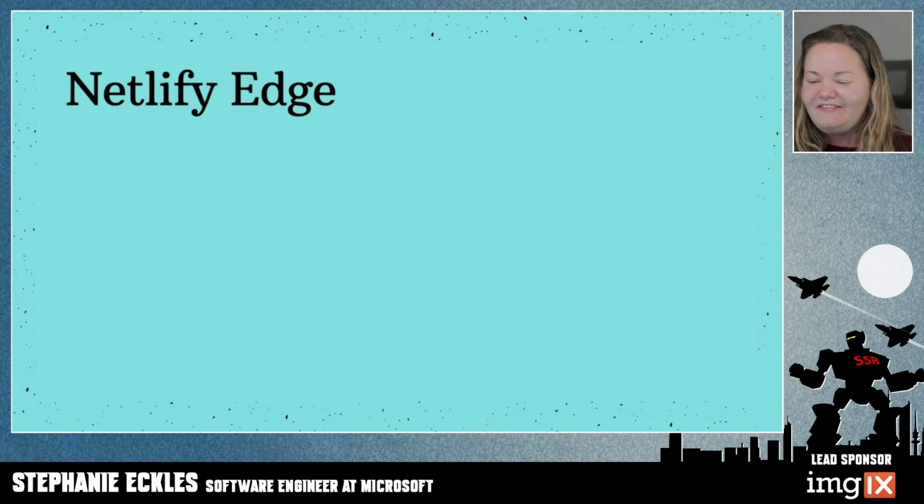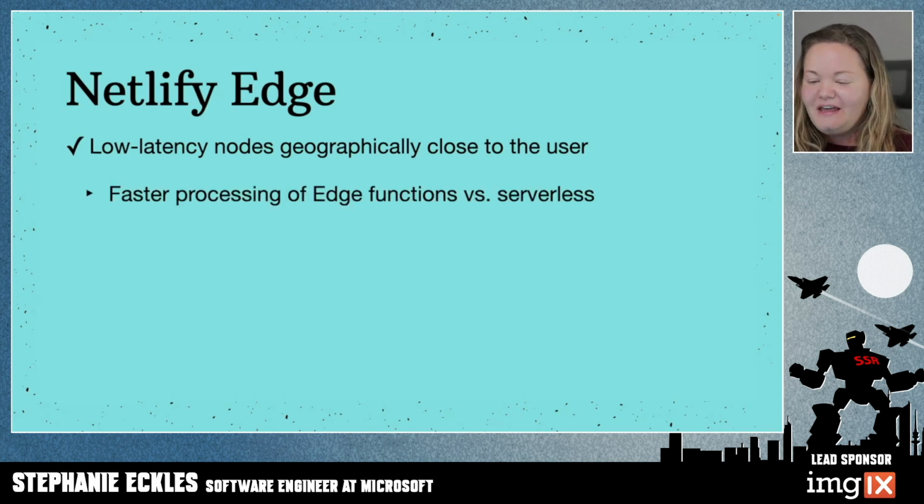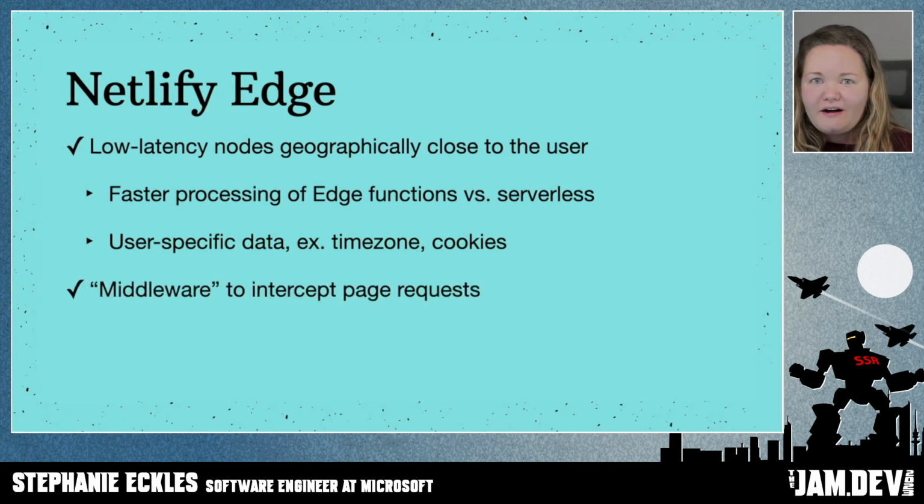So our key partner in this is Netlify Edge. And what is Edge? I'm going to give you a really high-level summary, okay? Edge is low-latency nodes geographically close to the user. This means, practically speaking, that we get faster processing when you're using Edge functions versus serverless. And we can get user-specific data, like their time zone, or pull out cookies. It's essentially middleware to intercept page requests. So this is going to happen.